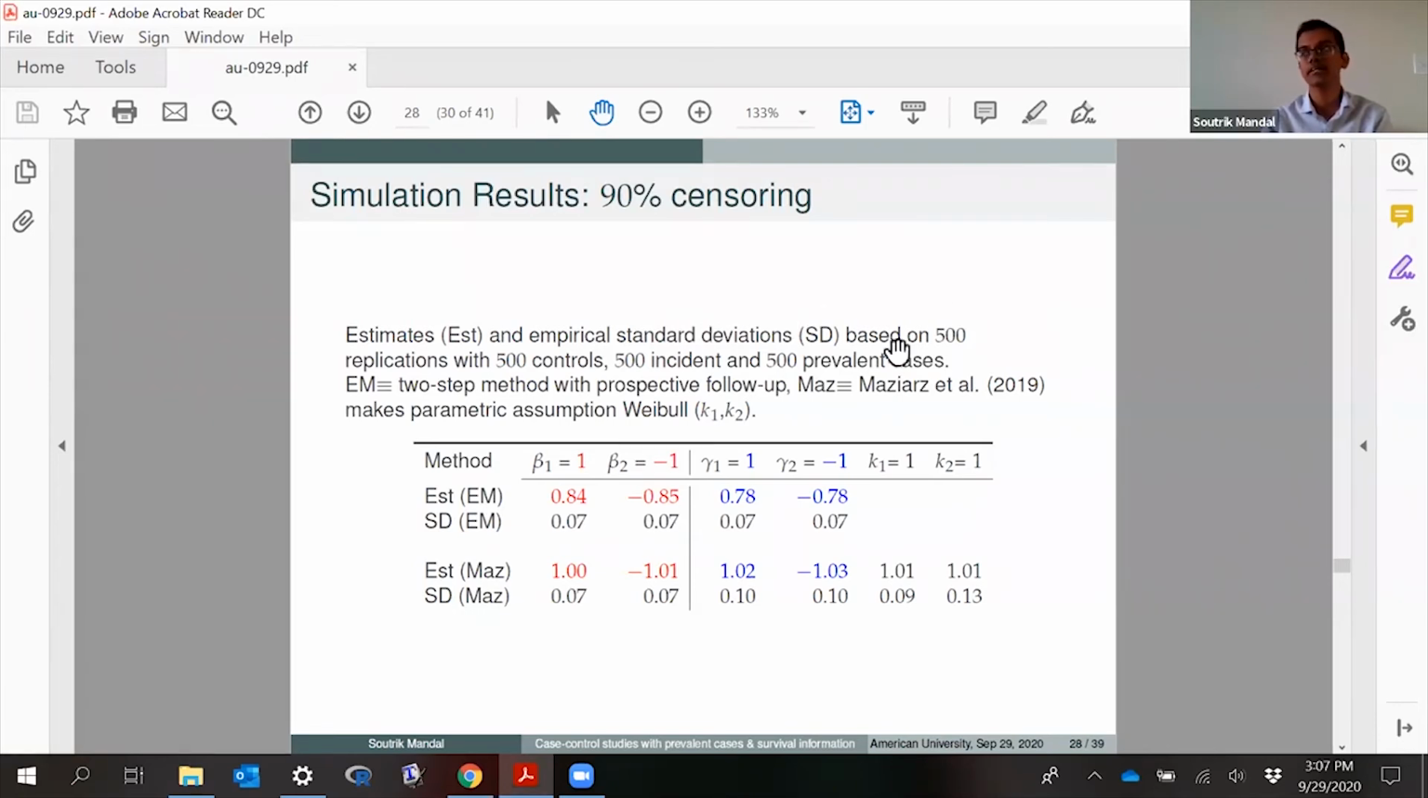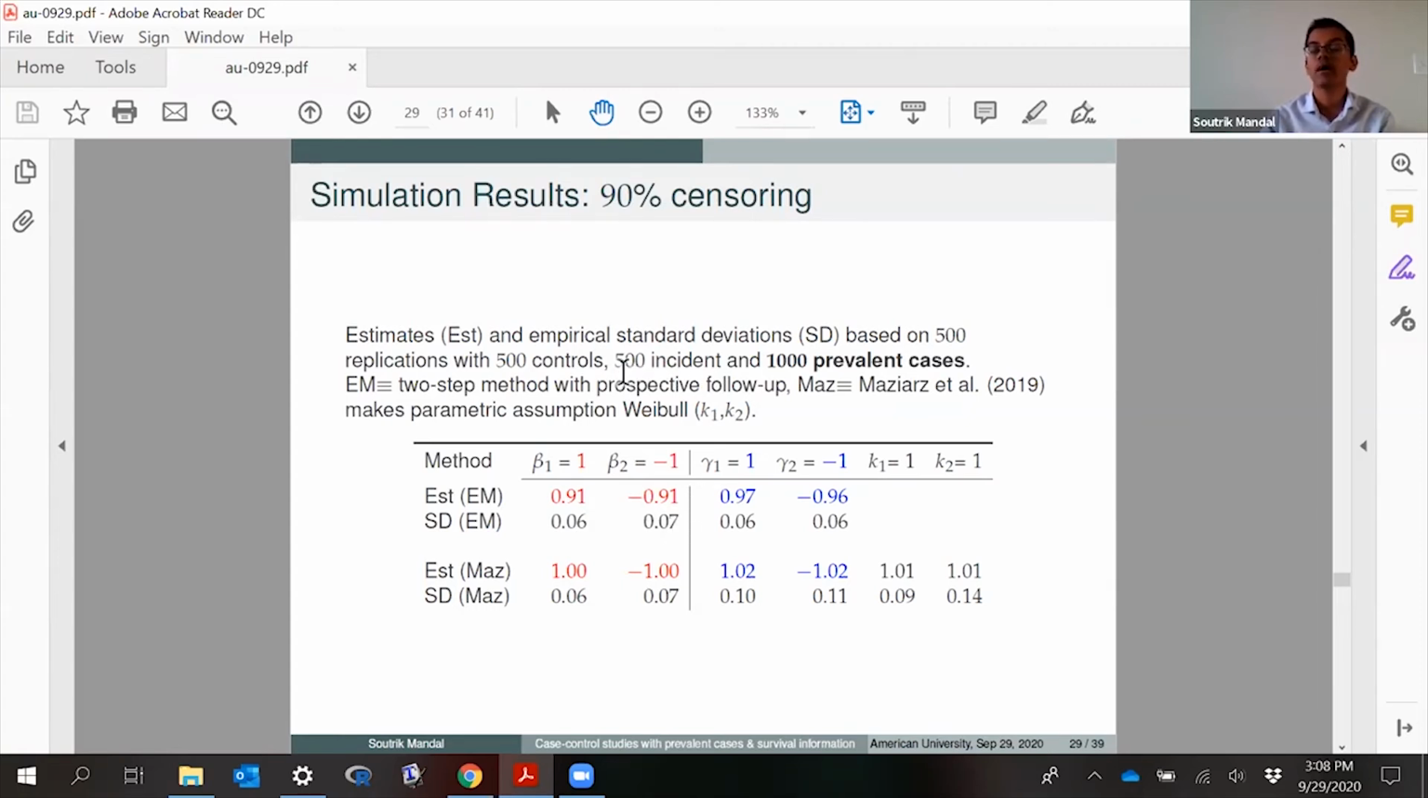Now, how do we correct this bias? Okay, I have increased the number of prevalent cases from 500 to 1,000. And as you can see, the bias is going down, which is very comforting because what we did is we increased the number of prevalent cases, meaning that we now have more information to estimate the survival distribution. So naturally we see a decrease in bias, which is very good.